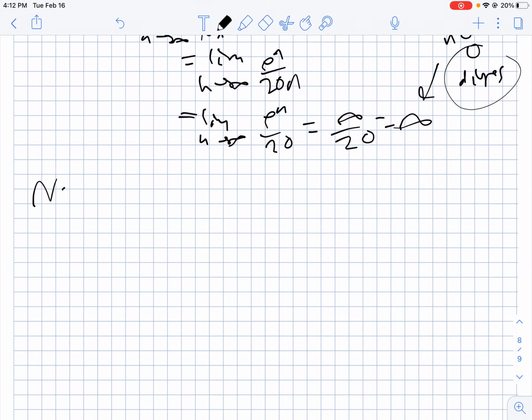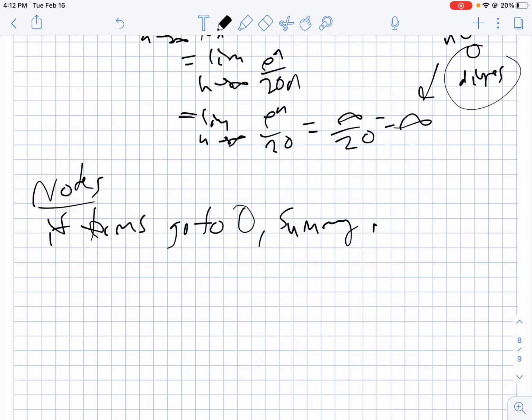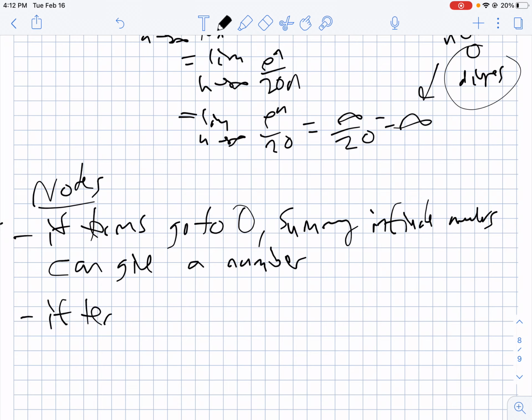So just a couple notes. If the terms go to 0, summing infinite numbers of a sequence can give you a number. And I know this is really odd that we could add an infinite number of numbers together and just get 3 or 10 or 4.5, but it is possible. And the other thing is if the terms go to 0, this truly is just a might.